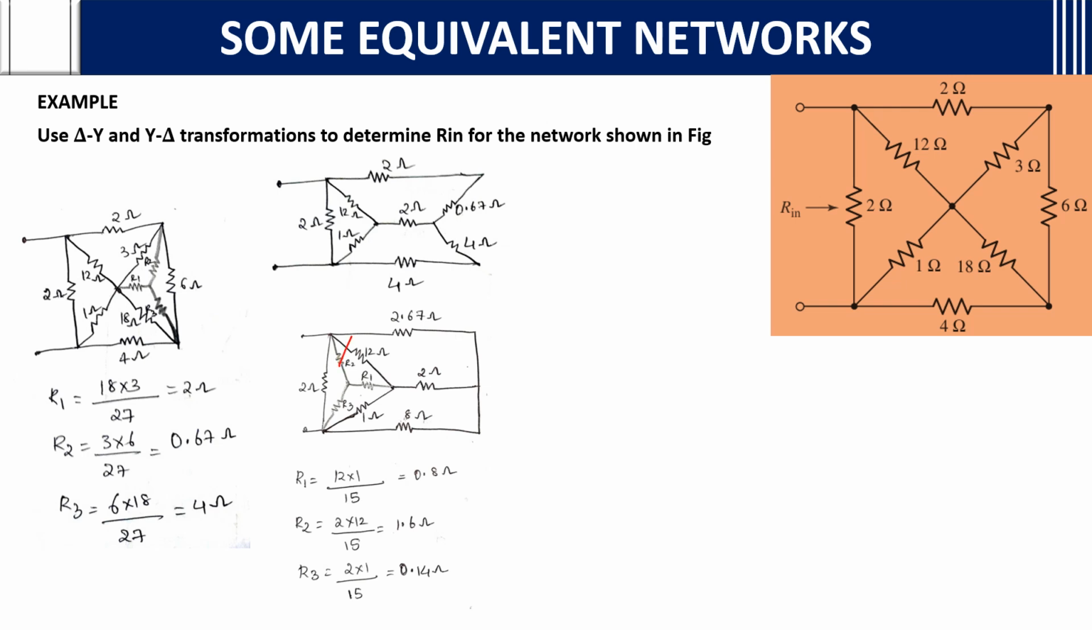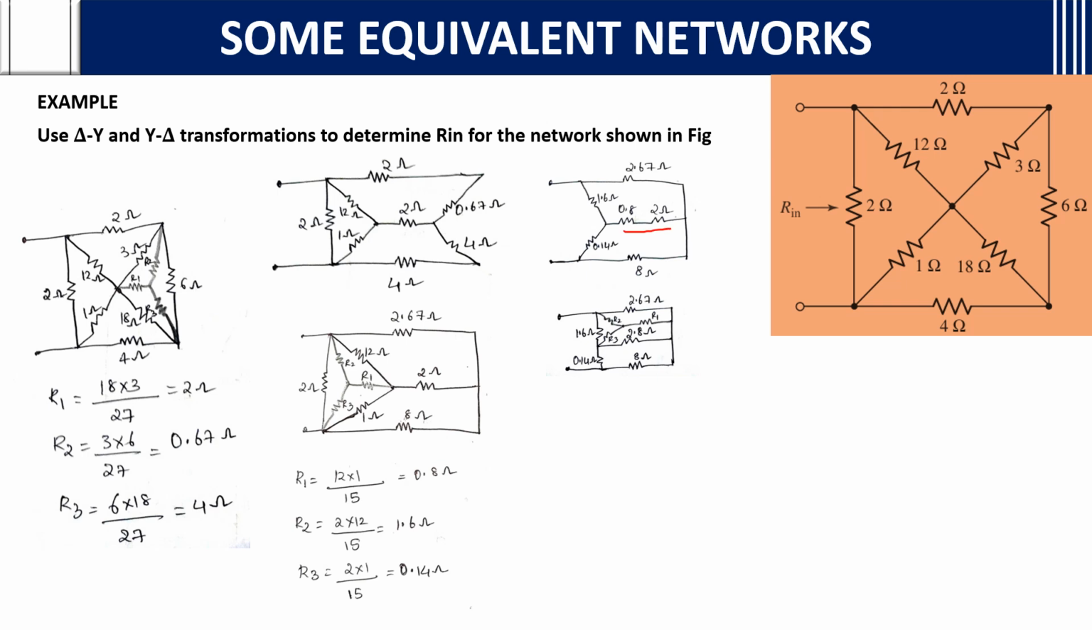R2, our adjacent resistances are 2 into 12, we multiply them and divide by the sum of the delta resistances, that is 2 plus 12 plus 1, that is 15. Then for R3, 2 and 1 are the adjacent resistances, multiply them and divide by 15. Then the network looks like this. If you see here, these two are in series form, so you can write it as 2.8.